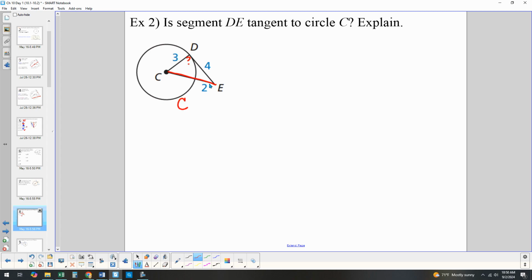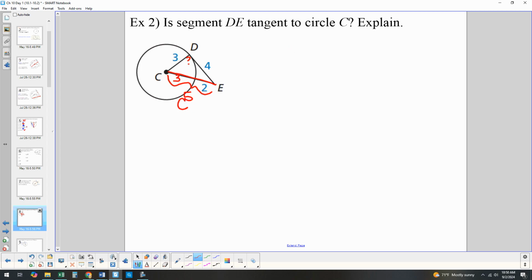So notice how the 2 is kind of just out here. They didn't give us any sort of brackety thing to show us that it meant the whole thing. So we really need to figure out how long this whole thing is. Since every radius in a circle is the same, if this radius was 3, this radius is also 3. So together, this side is 5.